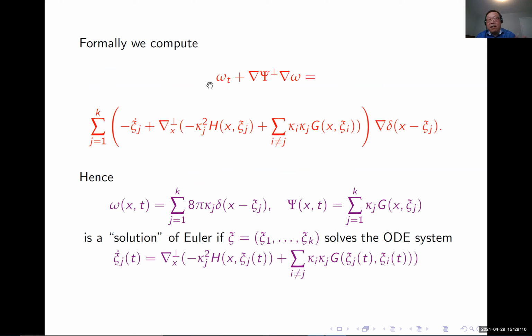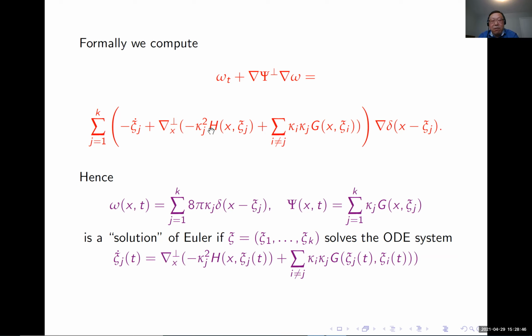Everything is formal here, okay? What you're going to get is that the Euler equation becomes this: some quantity times the gradient of Dirac. Whatever this means, gradient Dirac is very singular, but everything is formal. So formally, if this quantity equals zero, you have a solution to the 2D Euler equation.